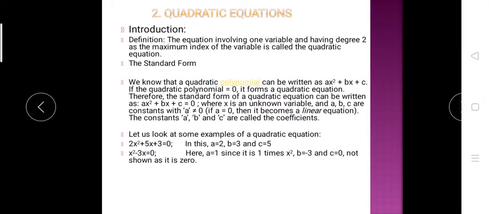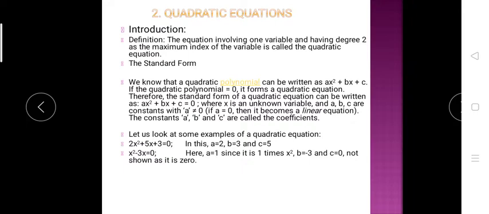Good morning, students. Today I am going to start the second lesson of algebra, that is quadratic equations. In the last few sessions we learned about linear equations. So what is a linear equation? When the degree of the given equation is 1, the highest power of the given equation is 1, then it is called a linear equation.